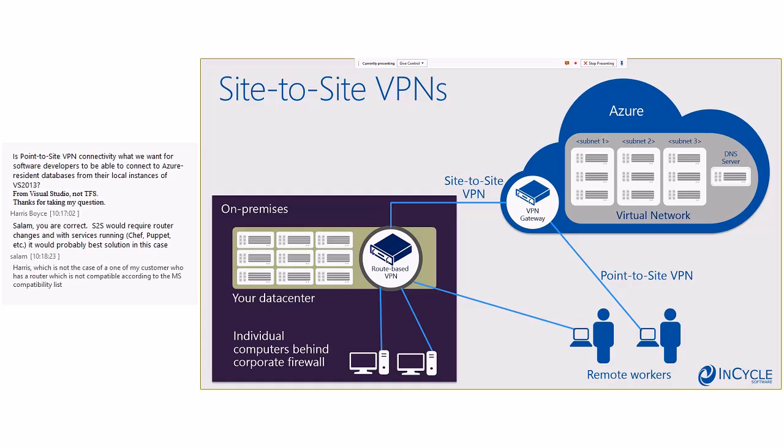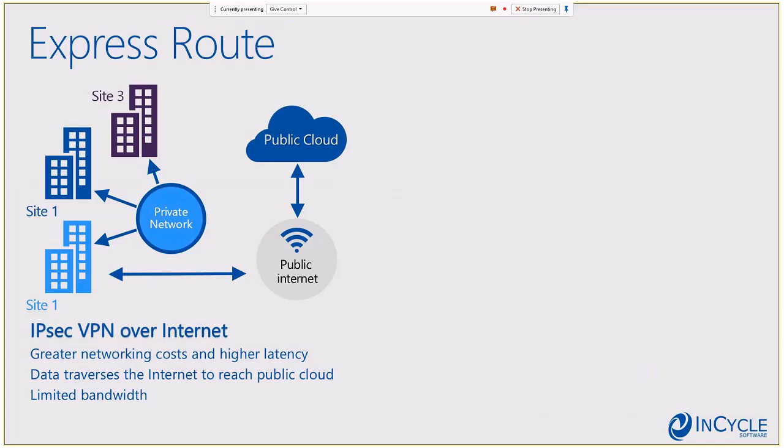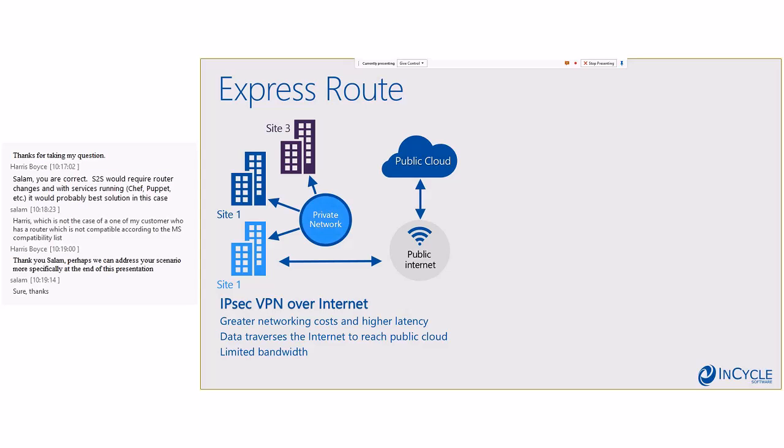And then finally, ExpressRoute. Where does ExpressRoute play in? The VPN connectivity that you normally have is IPsec over the internet. So it's not connecting to your network directly. Your private network is now creating a tunnel across the public internet into Azure Cloud. So you have limited bandwidth. You're restricted to the amount of bandwidth that your public internet connection is. You're also going to experience greater networking costs and latency over this type of connection.